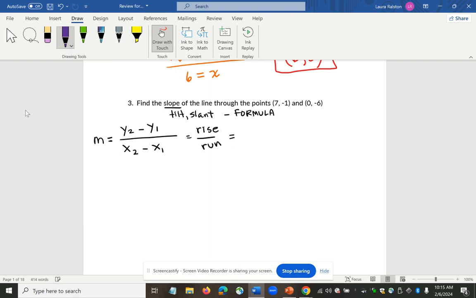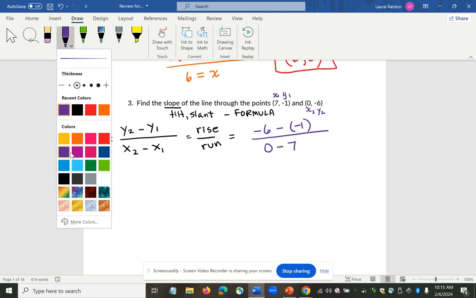Now, I like to label my points so I don't get confused. It doesn't matter which one you label as the first point, which one you label as the second point. So for the first one, I just go left to right. So my first ordered pair would be x1, y1. The second ordered pair is x2, y2. And then I'm going to substitute those values into the formula. So I have negative 6 minus negative 1 over 0 minus 7.